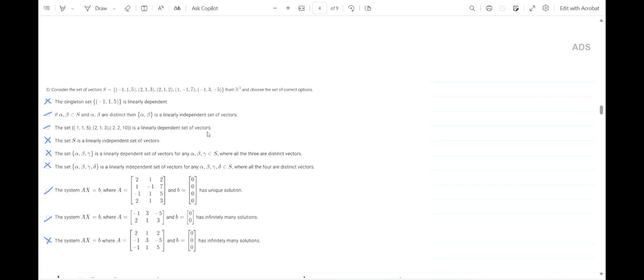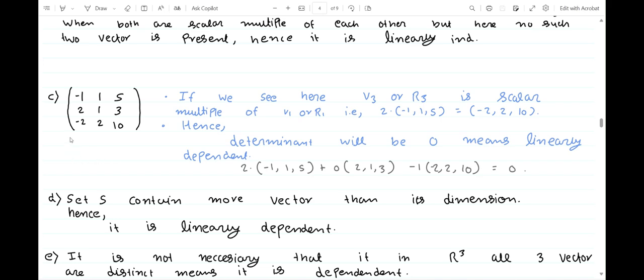To check whether this set of vectors is dependent or not, we are going to check its determinant. If the determinant is 0, then it is dependent. But if the determinant is not 0, then it is independent. So if we look at V3, we can find that V3 is a scalar multiple of V1.